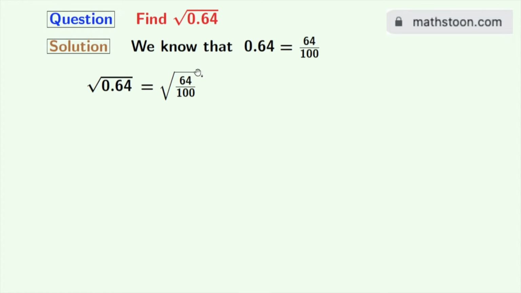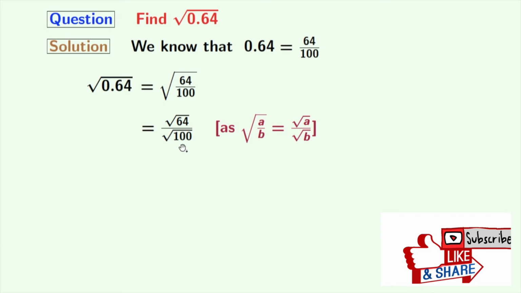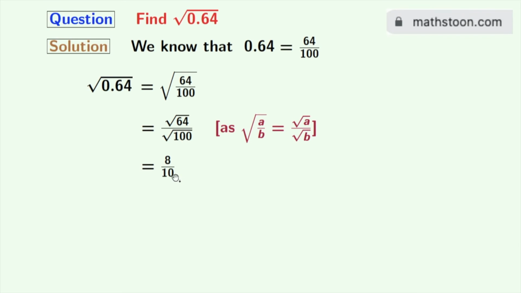Now we will rewrite this expression as root over 64 by root over 100 using the rule of root over a by b is equal to root over a by root over b. Here a is 64 and b is 100. Now as root over 64 is equal to 8 and root over 100 is equal to 10, so we get this equal to 8 by 10.